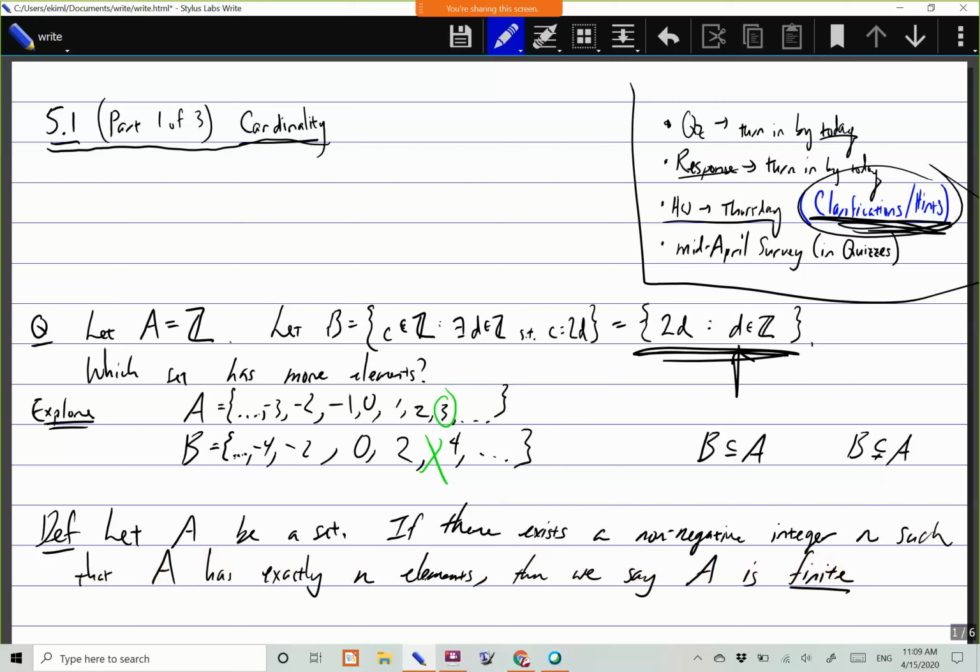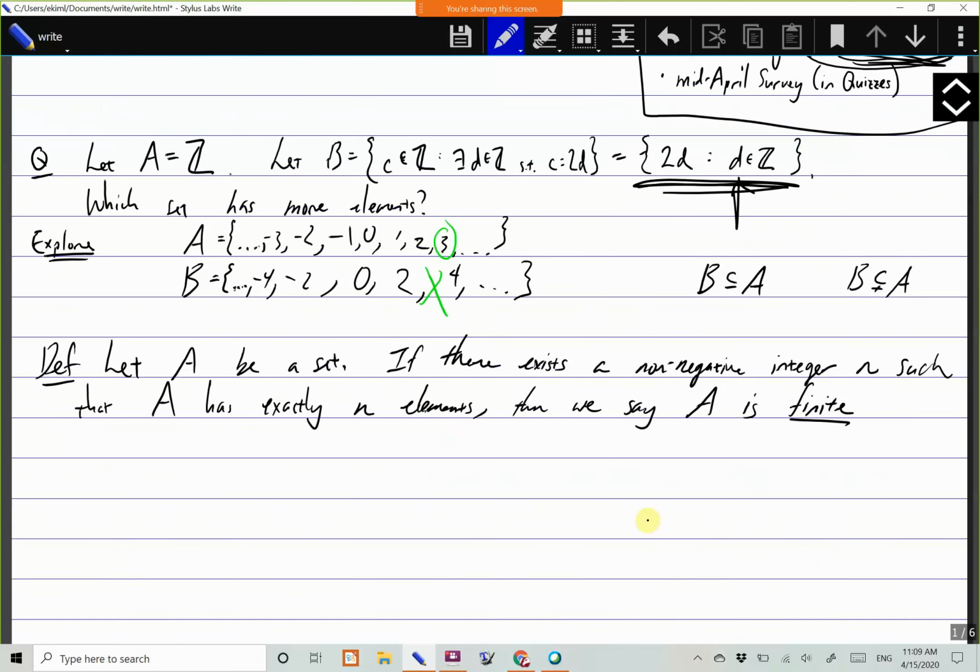So I'm using the word finite as an adjective for sets. Of course, instead of saying A is finite, we could have said A is a finite set. That'd be another grammatical way to achieve the same idea. And the cardinality of A is n, which is written with vertical bars around A: |A| = n.